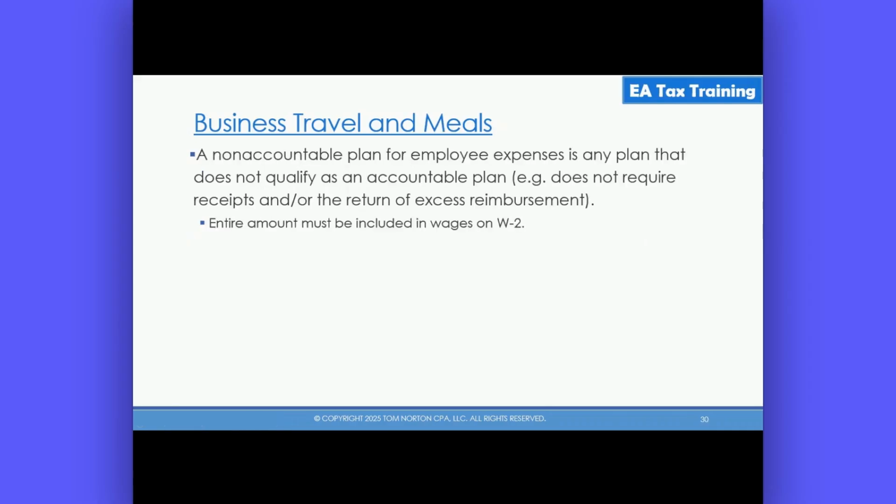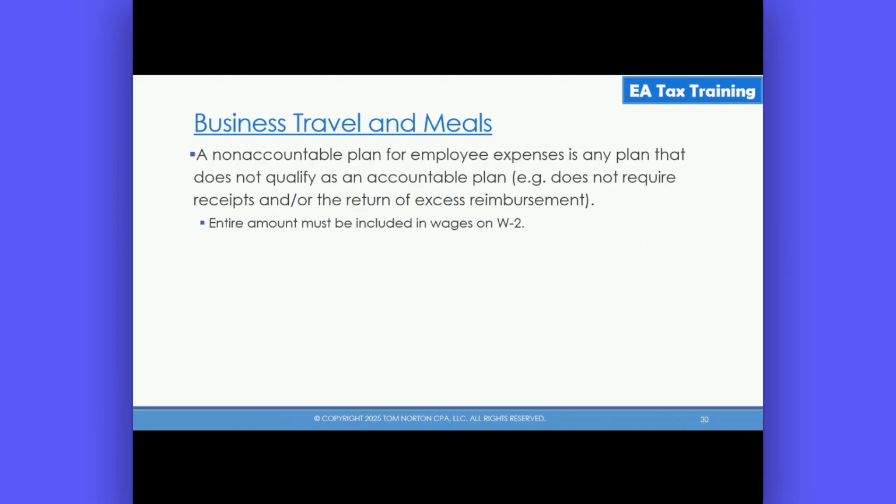Having said that, there are some non-accountable plans. So under a non-accountable plan, the employee does not have to turn in any receipts. They are just given an amount of money and said, okay, this is to cover all of your expenses.